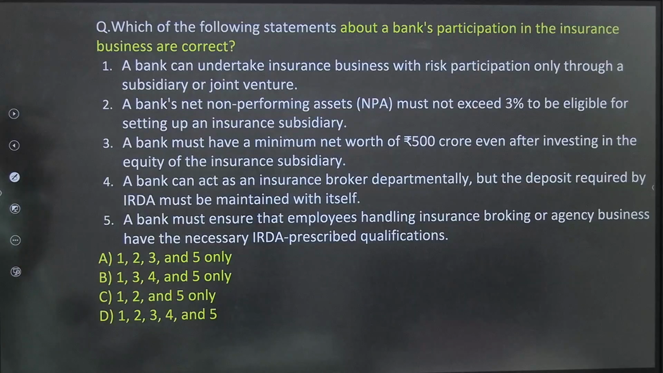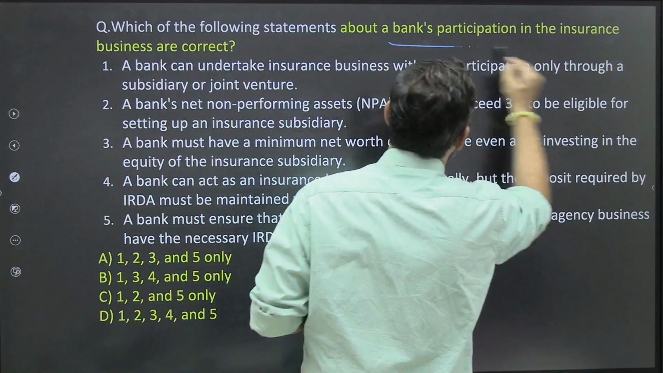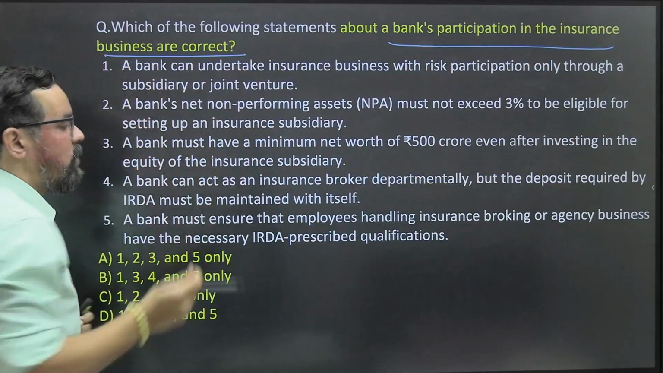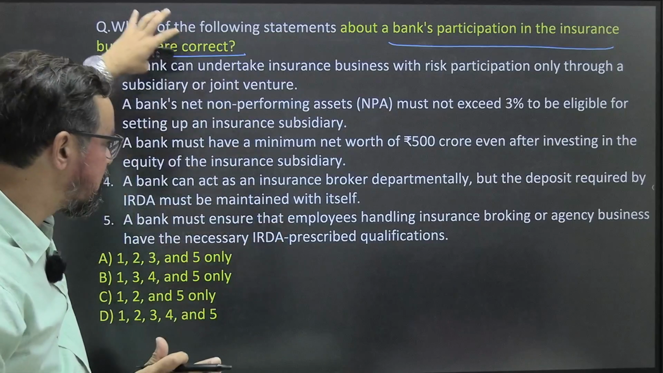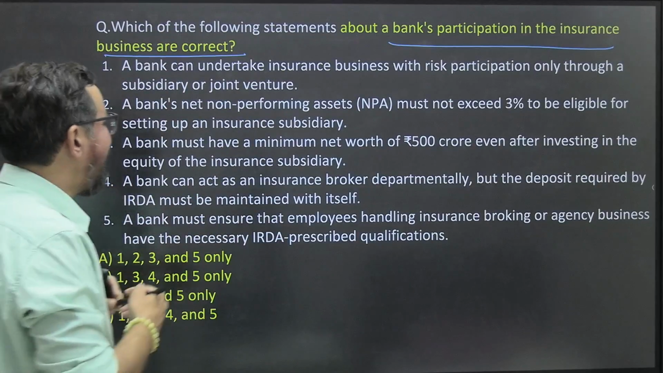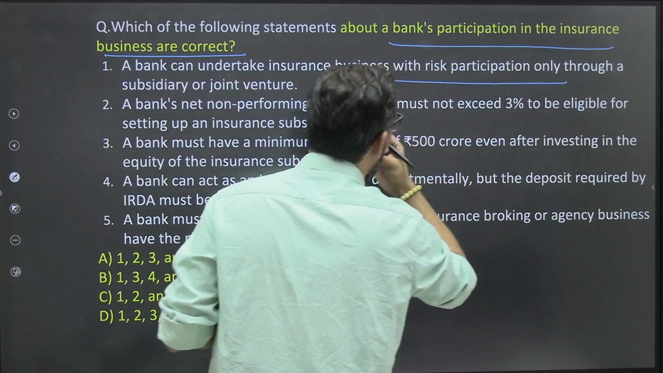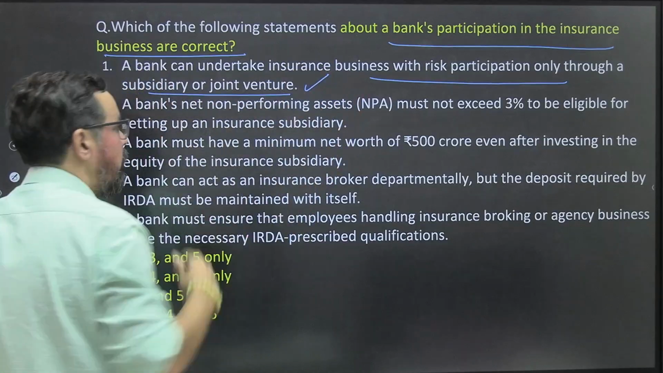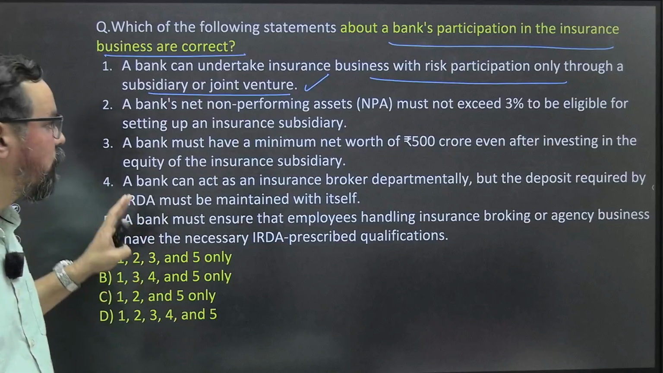Okay? Next one, which of the following statements about a bank's participation in the insurance business are correct? तो ये हमने इंश्योरेंस सर्विसेज जो हमने लास्ट सेशन में ही आपका डिस्कस किया था. आई होप यू गाइज एबल टू रिकॉल दोस पर्टिकुलर पॉइंट. A bank can undertake insurance business with risk participation only through a subsidiary or joint ventures. Yes, आप subsidiary or joint, you cannot directly be involved in that particular one in case of India.